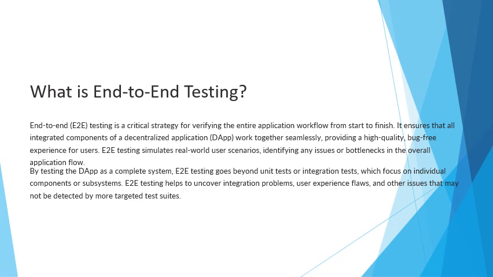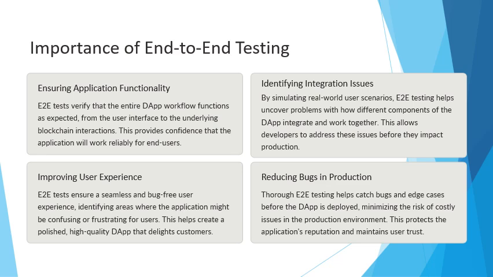By testing the DApp as a complete system, E2E testing goes beyond unit tests or integration tests, which focus on individual components or subsystems. E2E testing helps to uncover integration problems, user experience flaws, and other issues that may not be detected by more targeted tests. So here we'll see the importance of end-to-end testing. End-to-end testing ensures application functionality.